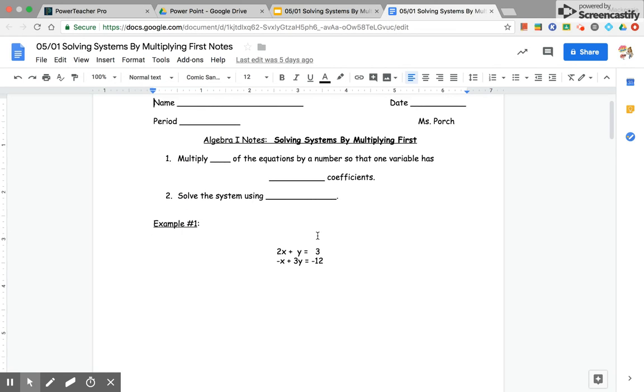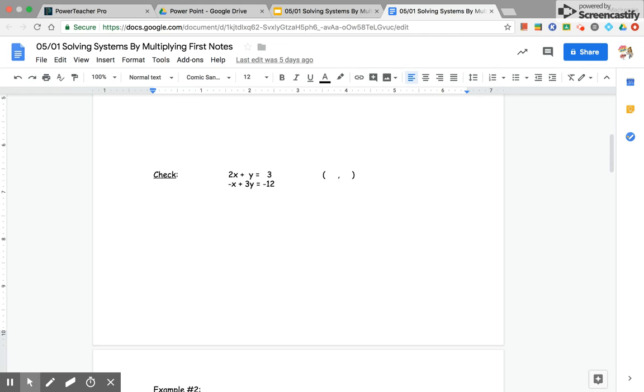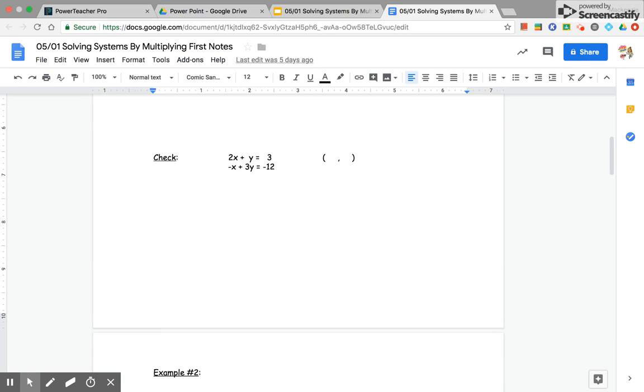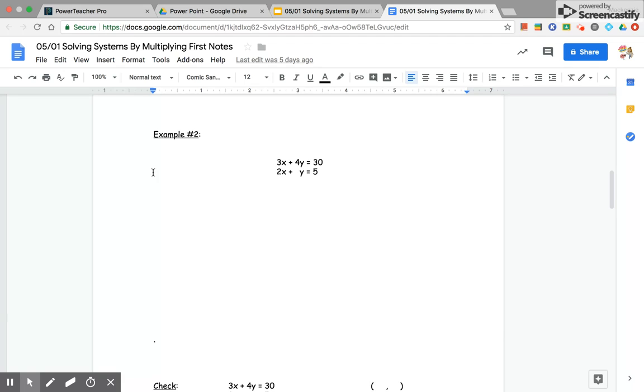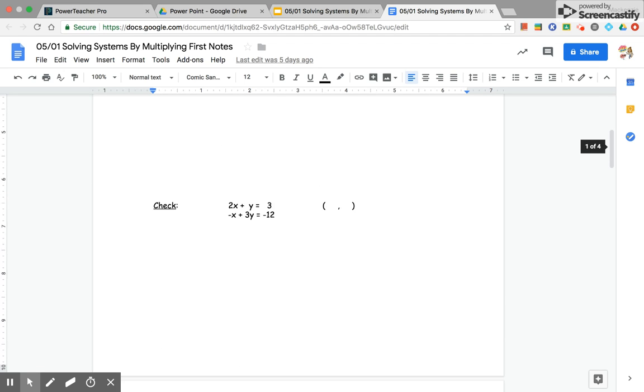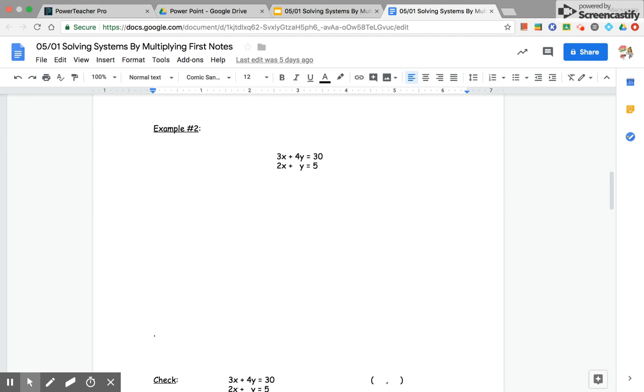So I gave you space on the notes to check. I'm not going to have you check during this presentation, so I'm going to skip that. So we're just going to go right to example 2 and we'll do the check in class. So example 2 is where we're going to start, so you can flip to the next page and go to example 2.